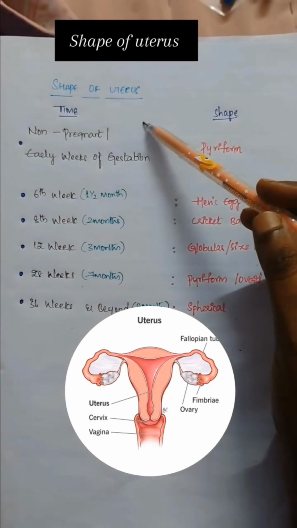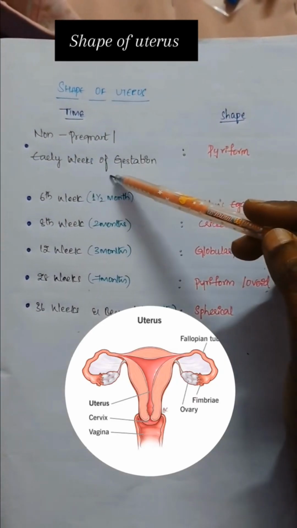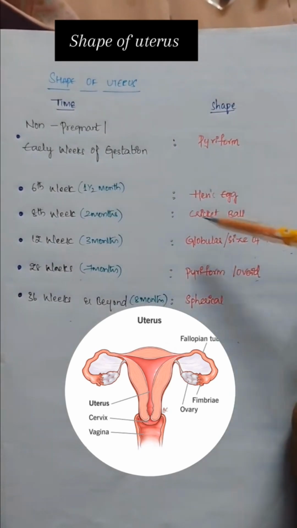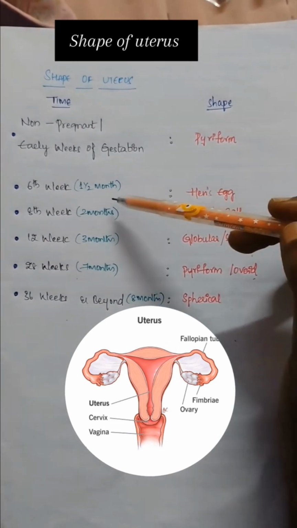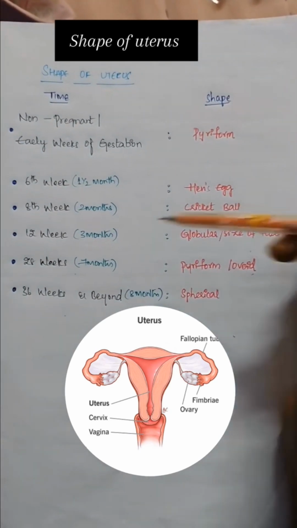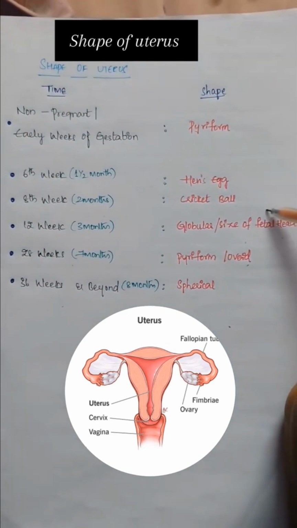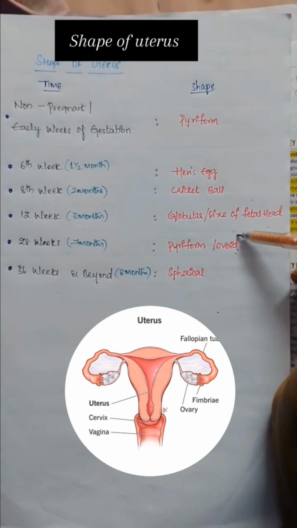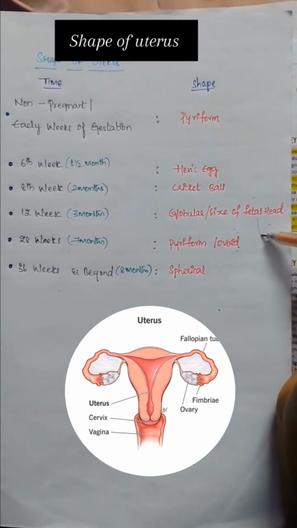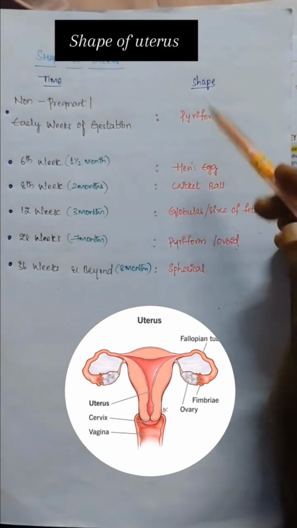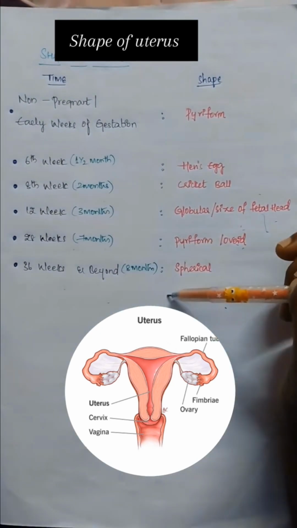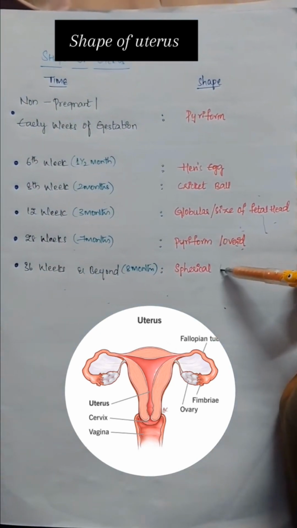Shape of uterus according to time. In non-pregnant or early weeks of gestation, it is pyriform in shape. At 6th week, it is hen's egg shape. At 8th week, it is cricket ball in shape. At 12th week, it is globular, the size of the fetal head. At 28th week, it is pyriform or ovoid in shape. At 36 weeks and beyond, it is spherical in shape.